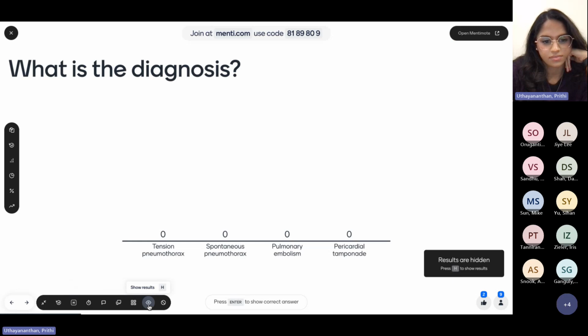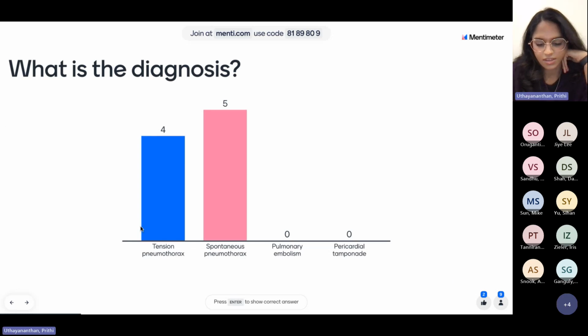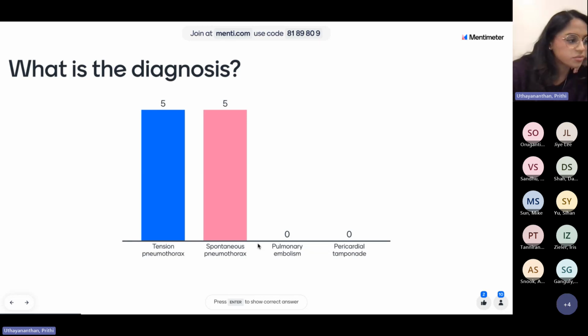Okay, so okay, fine, 50-50 split. So with this one, can you guys still see the X-ray? I'm not sure. No. Okay, so I can show you one a bit later on.